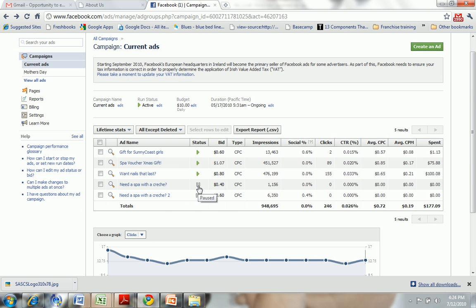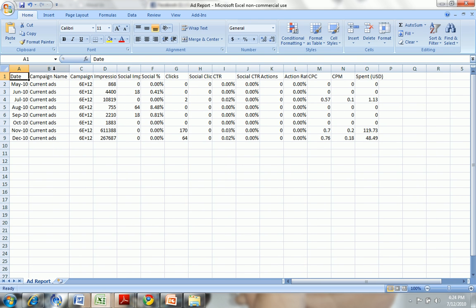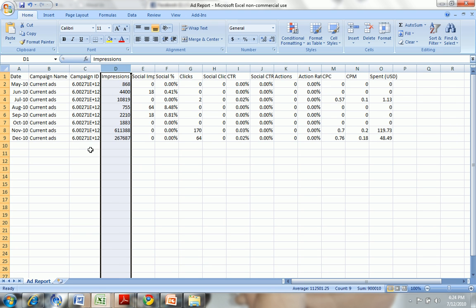You can see these paused ads, and at any time we can actually amend the status of this and change it to paused or deleted if we wanted to. We can also export a report, which will help us analyze how this whole campaign is working. There it is downloaded as a CSV. So we can see these are the whole campaign, how they're working week to week, and analyze it from there as well.